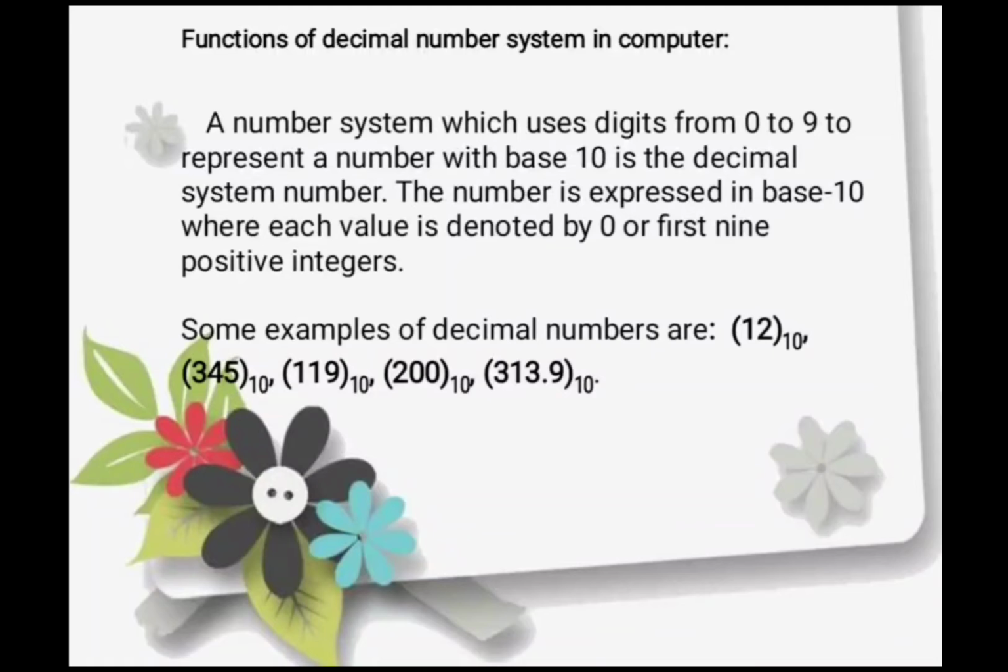A number system which uses digits from 0 to 9 to represent a number with base 10 is the decimal number system. The number is expressed in base 10, where each value is denoted by 0 or the first 9 positive integers. As you can see, I have here some examples of decimal number systems, or decimal numbers.